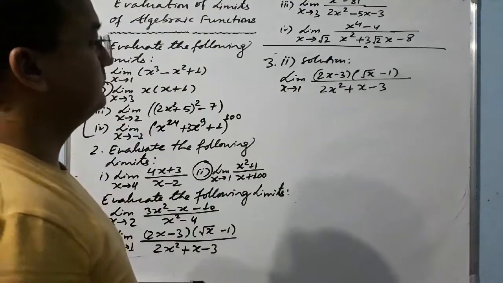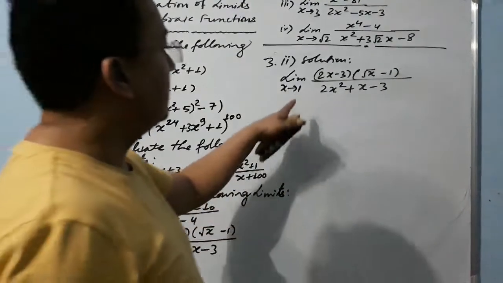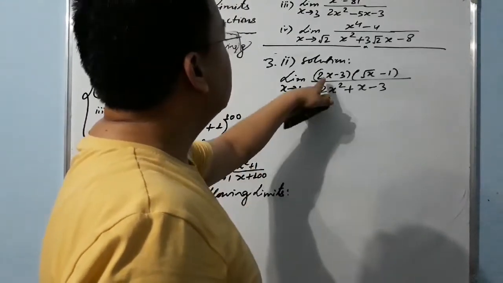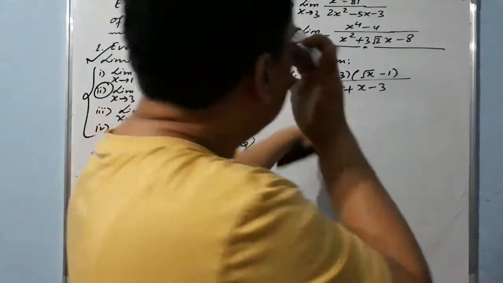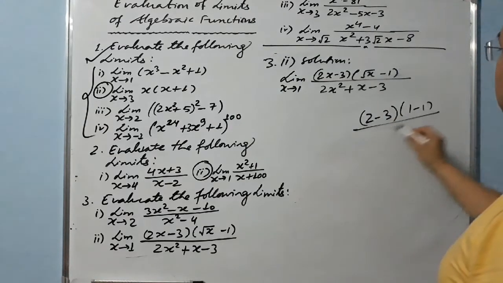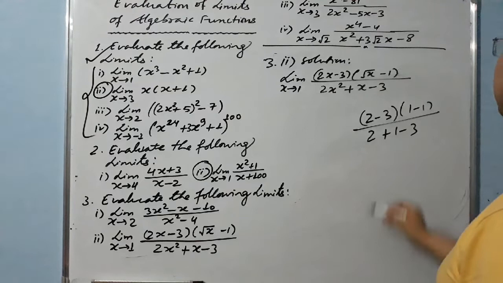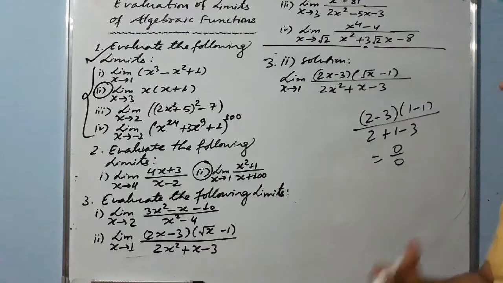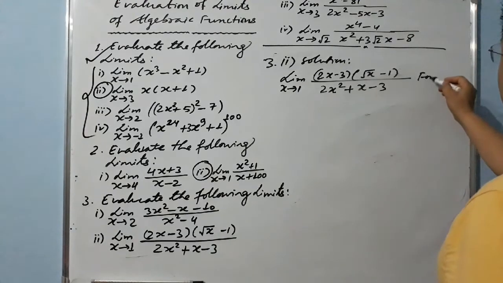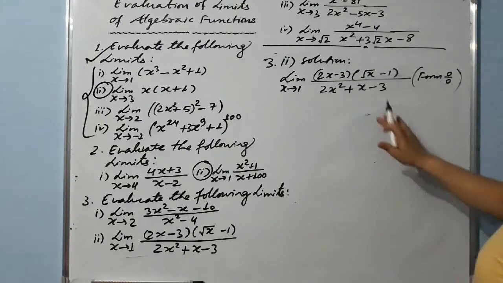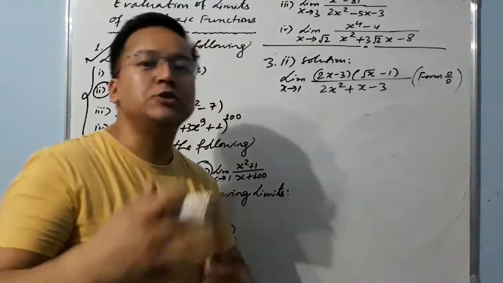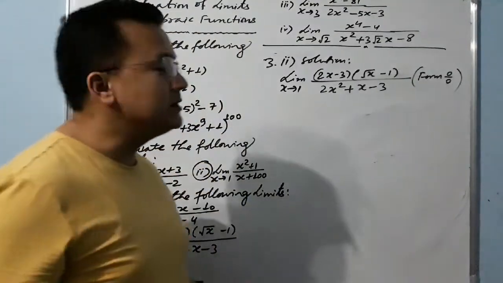If we put 1 instead of x, then what are you getting? 2 into 1 minus 3, and here 1 minus 1, and 2 plus 1 minus 3. You are getting 0 upon 0. Again, this is an indeterminate form of 0 upon 0. So this means we need to simplify. It requires simplification.